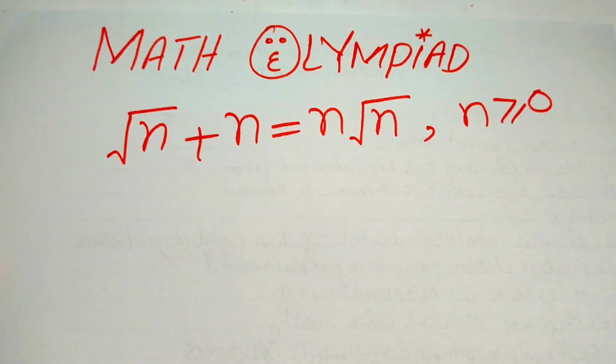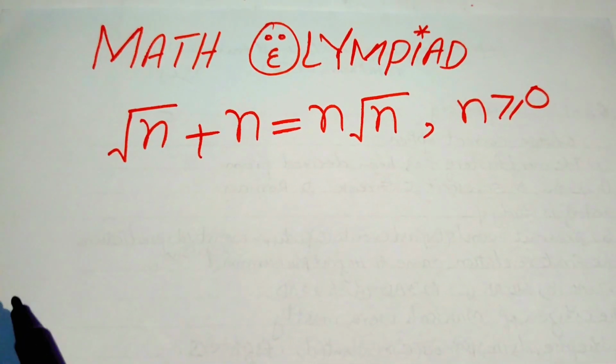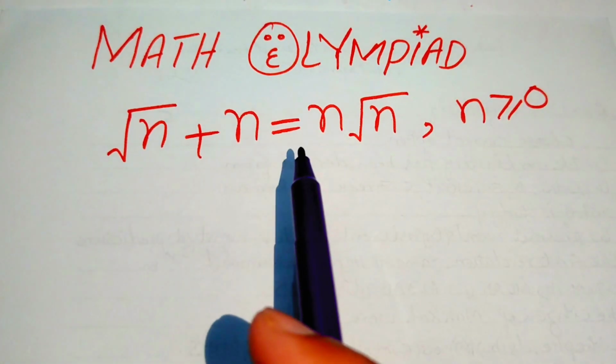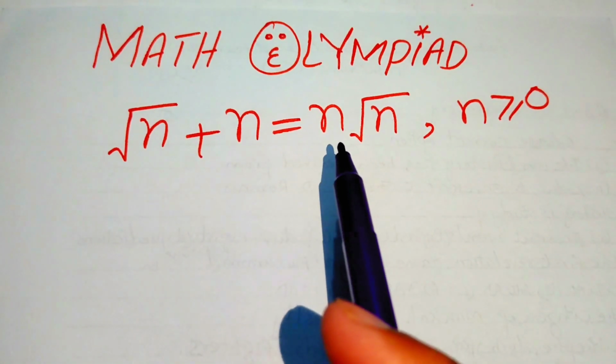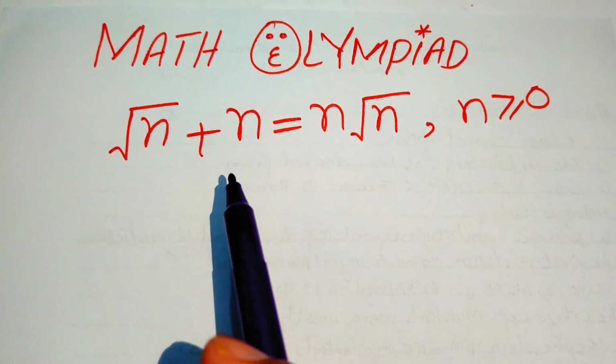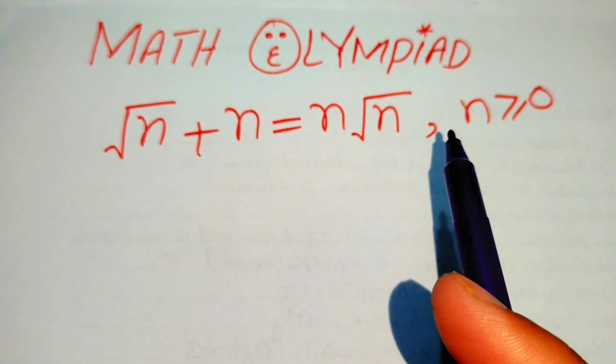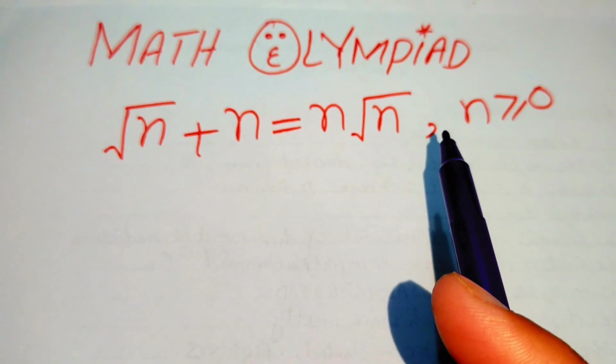Hello everyone, welcome to solve this math Olympiad algebra problem, and here we have square root of n plus n equals to n times square root of n. And now we solve this problem for the values of n. Remember one thing: our n must be a positive number.